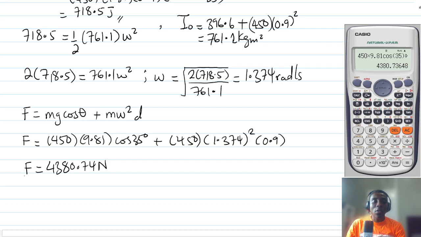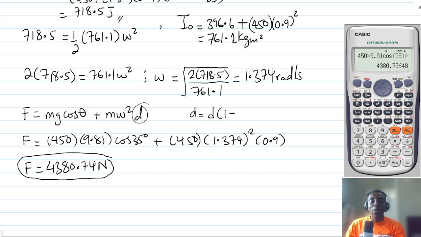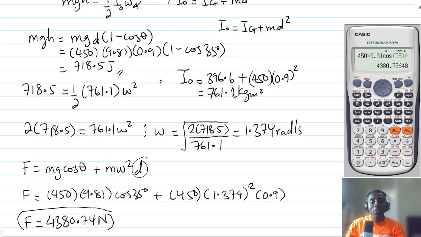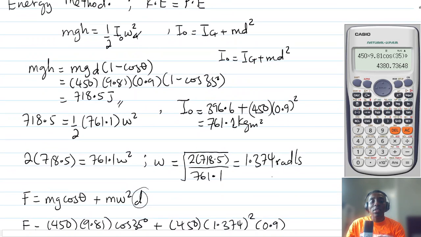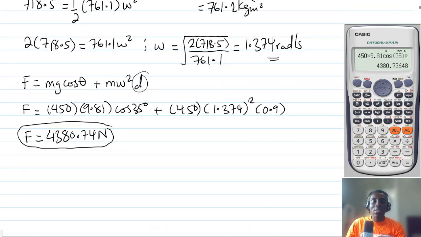Right, so the reason why we didn't use this d as d(1 minus cos theta) is because at this point in time you are just interested in the force at the extreme edge. But the earlier one we were calculating for the maximum velocity. That is why we used the maximum potential energy. Okay, all right, so essentially this question has been solved. It's a bit tricky, but that is it. Thank you.